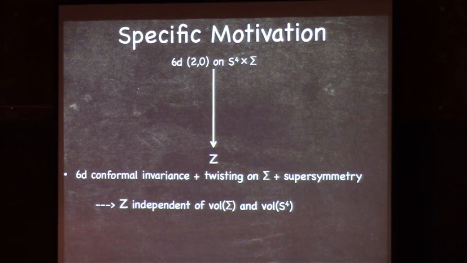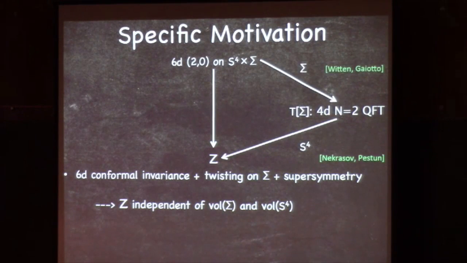So to begin, we should ask, what can Z depend on? And it's important that since the 6D theory is conformal, and since we put the theory topologically on sigma, Z can't depend on either the volume of sigma or the volume of S4. That fact allows us to develop two distinct interpretations for the same quantity.